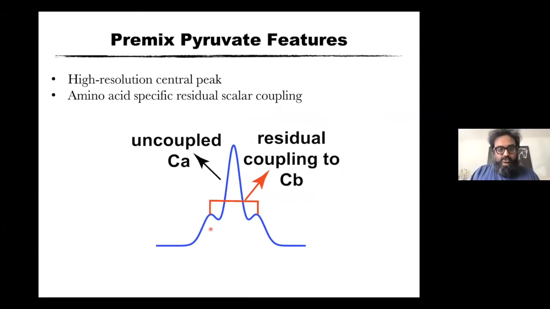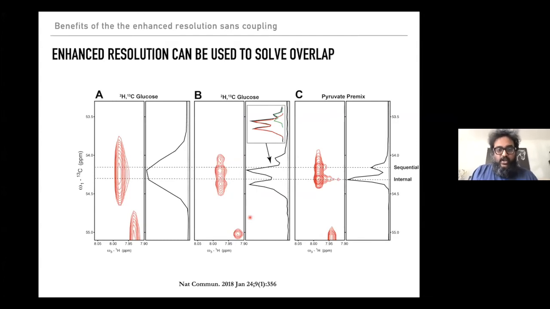So again, just to recap, you have a central peak that is devoid of couplings, where the neighboring carbon is not labeled. And then you have the shoulder that depends on the specific pathway. Now, here is one example of how we use this enhanced resolution to aid our spectral assignment procedure.